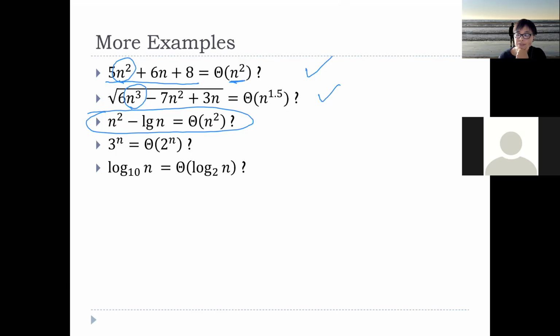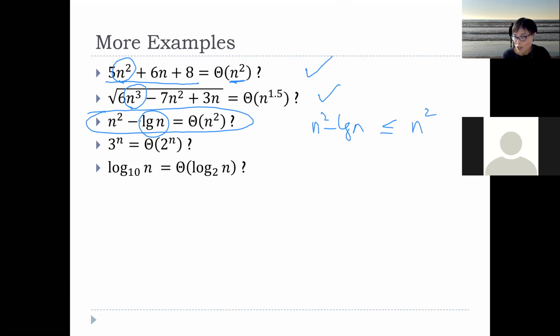Well, here it looks a little bit misleading that we have n squared minus log n. But intuitively, what is the log n? That's a lower order term. That's much smaller than n squared, right? So n squared minus log n is clearly smaller than n squared. So the upper bound we already have, the big O relation.